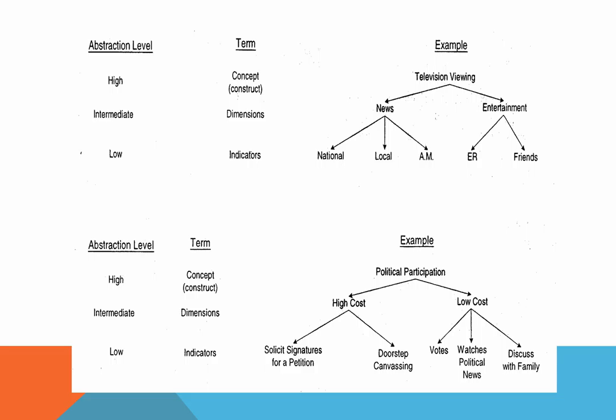The same thing goes with political participation. We say political participation is an important concept. We need to study that concept, and now we have to figure out how to interpret it. We have participation, high cost, low cost. Voting versus actually going out and getting people to sign a petition are two different types of political participation. So it's important to detail that.